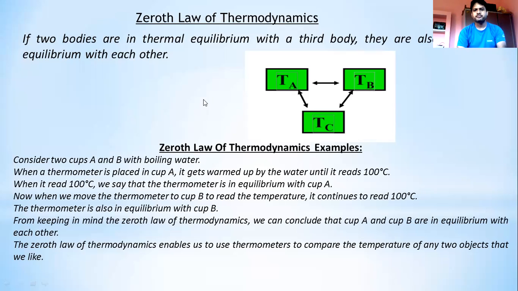Okay, understood? Here the third body is the thermometer. Earlier, cup A and the thermometer, the third body, are in equilibrium. Then cup B and the thermometer are in equilibrium. Now we can conclude cup A and cup B are in equilibrium. That is the Zeroth law of thermodynamics. Now we will gradually move to the first law of thermodynamics.